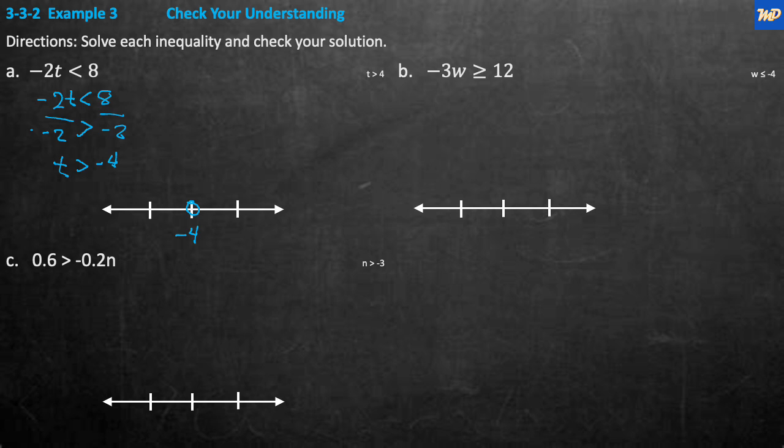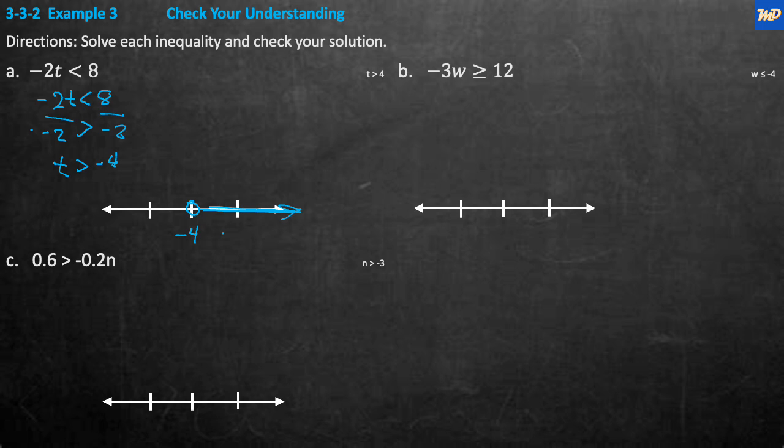And now t is greater than the number. So I just have to go on this number line and say that everything that's greater than that number is a solution. So that would mean in this case that 8 or 5 or whatever would also be a solution. Or 0 would be a solution.